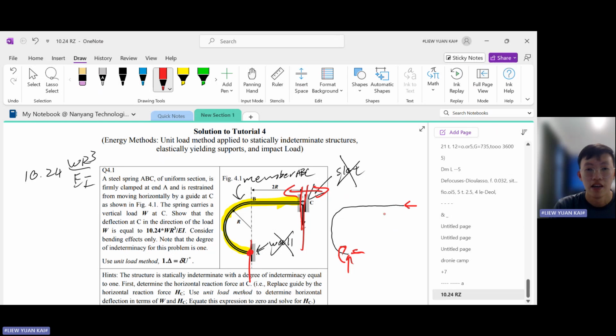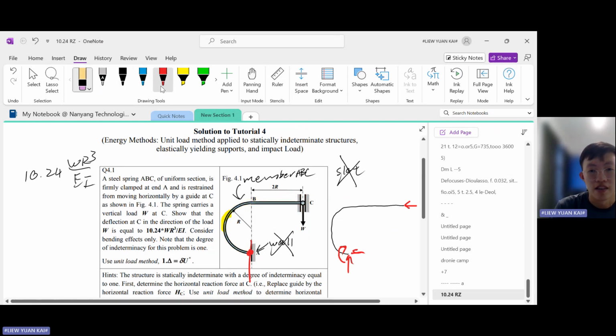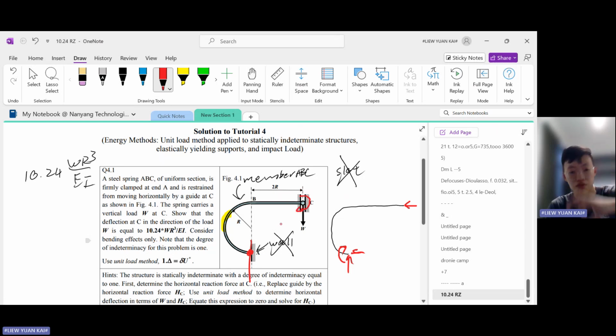So I'm going to draw it like that. And then I'm going to assume that C is free to rotate. This point C is free to rotate within this slot, so it's actually able to rotate within the slot. There's nothing restraining rotation, so that means there's no reaction moment. So there's only a reaction horizontal force at the point C.